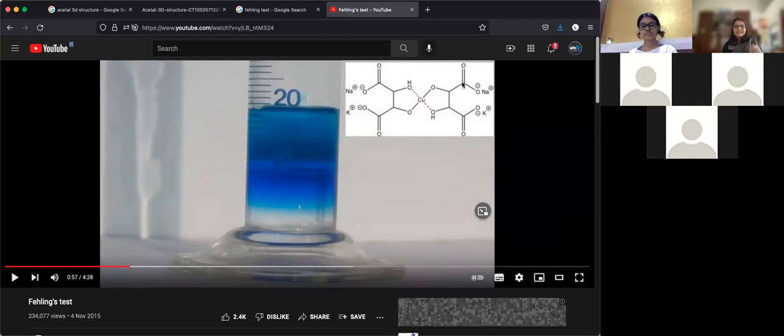If you want to note it down, this is the structure of the complex that ends up forming from copper sulfate, and copper sulfate has the copper ion.